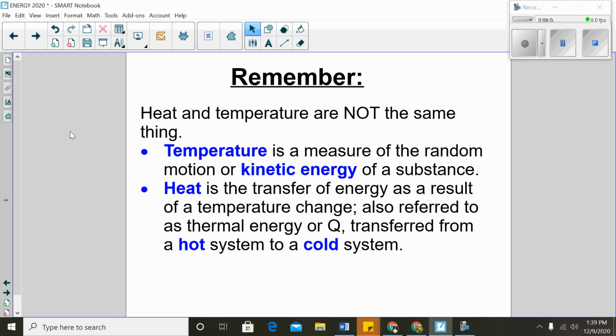Heat is the transfer of energy as a result of a temperature change. Okay, so these are not the same thing. So heat is also referred to as thermal energy or Q, and it's transferred from a hot system to a cold system.